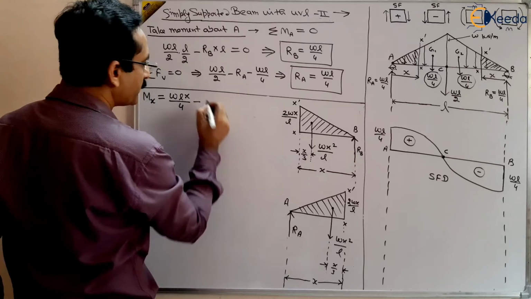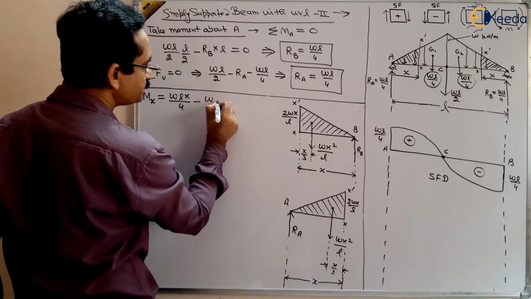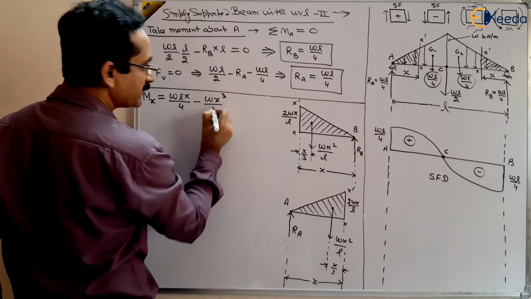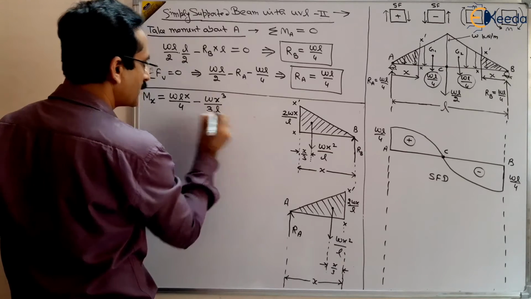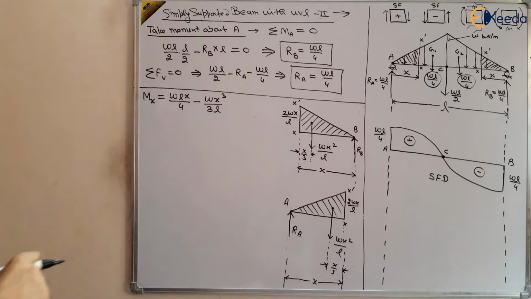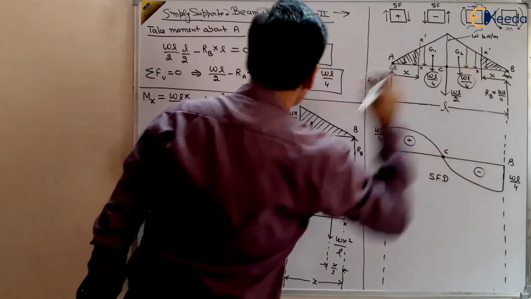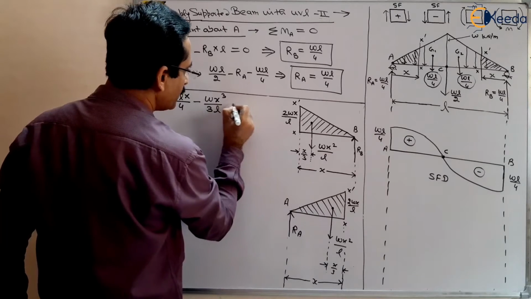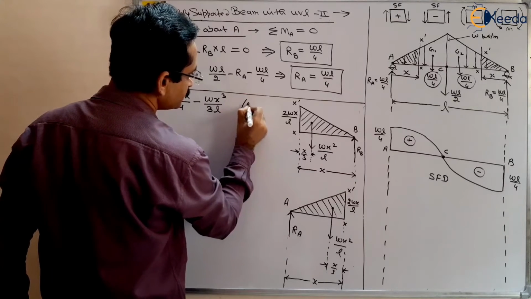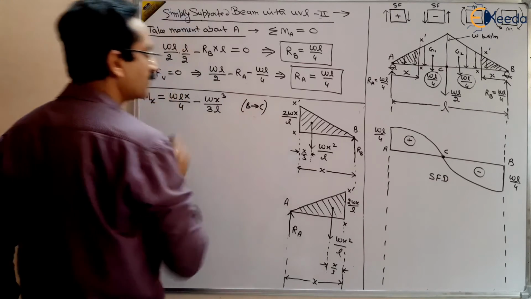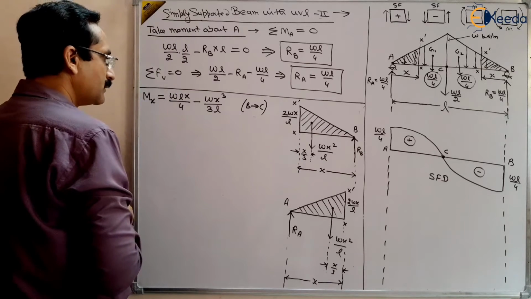Wx square by L multiplied by x by 3, so this will become Wx cube by 3L. So Mx equals WLx by 4 minus Wx cube by 3L. This is the bending moment, right? And this is valid from B to C. Is it okay?